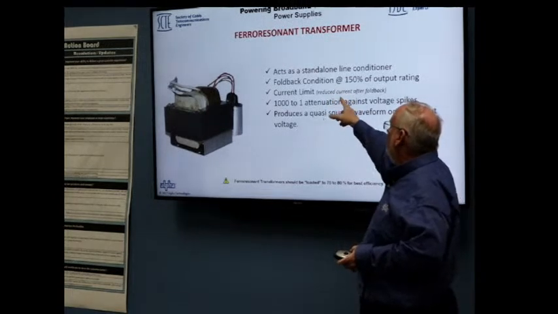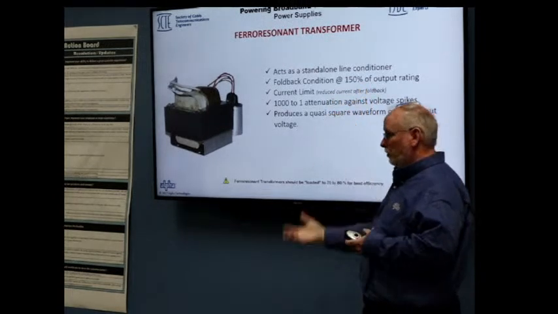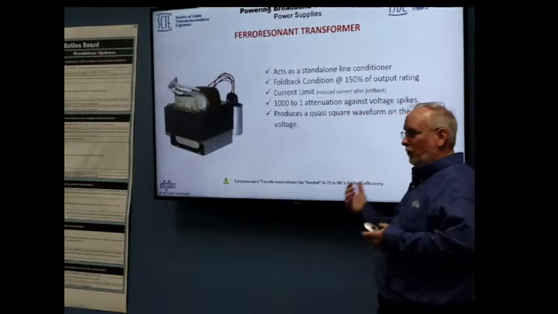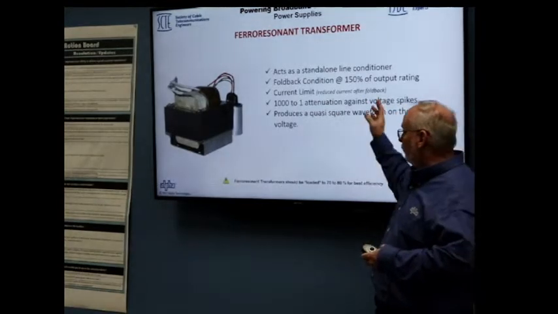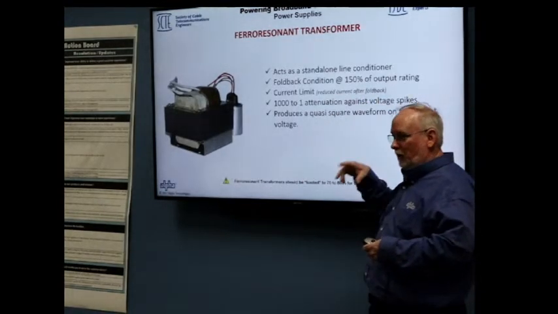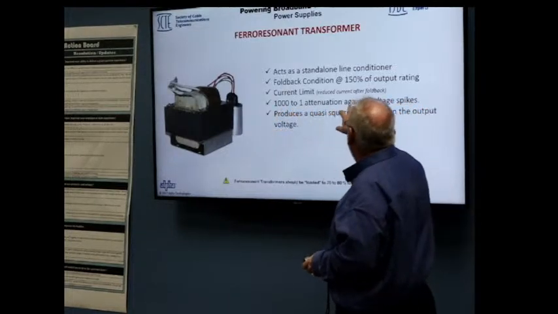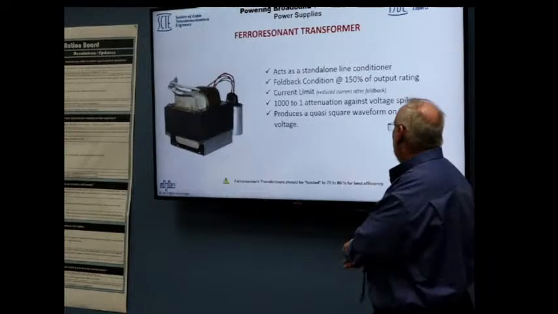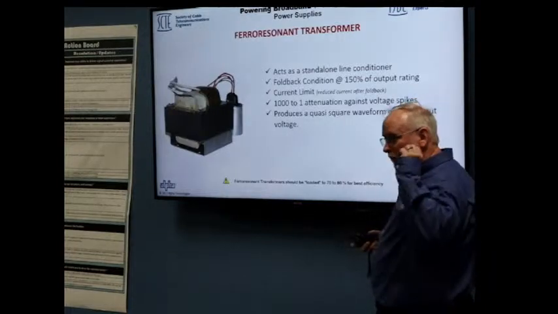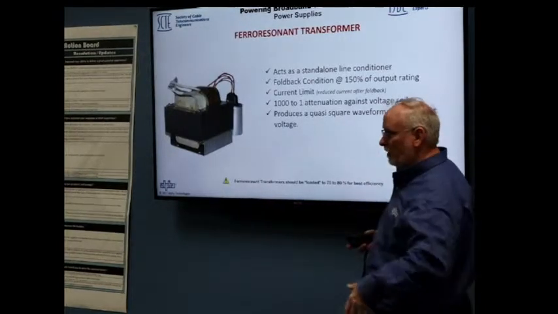Current limit, again, this will reduce current. It'll fold back. So one of the other things is if you short one of these, it normally just goes into a fold-back mode. It keeps running. This provides 1,000 to 1 attenuation against voltage spikes. Okay? So if I get a voltage spike in, it's cut down.